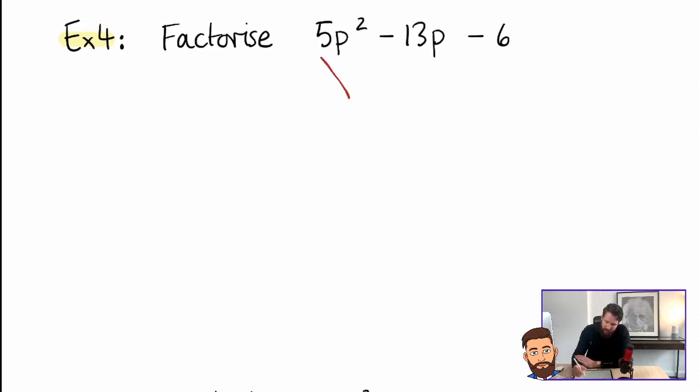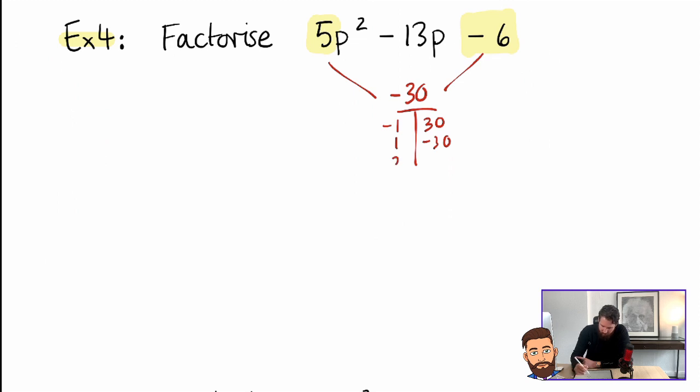So we're going to take a and c and multiply them together. We're going to take a, which is 5, and c, which is minus 6, and multiply them, so that would be minus 30. I'm going to list the factors of minus 30. Remember, a negative and a positive, a mixture, makes a minus, so we could have minus 1 and 30, or 1 and minus 30.